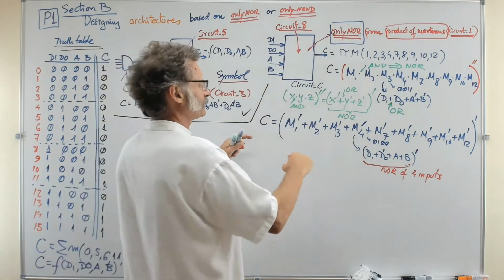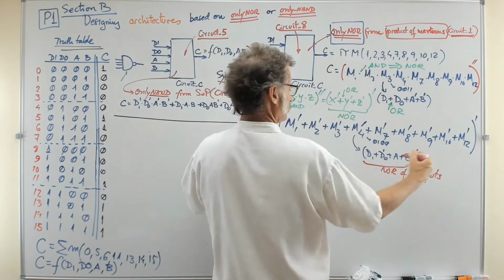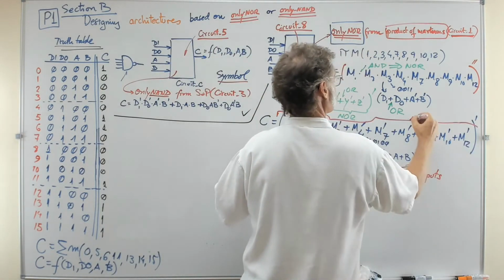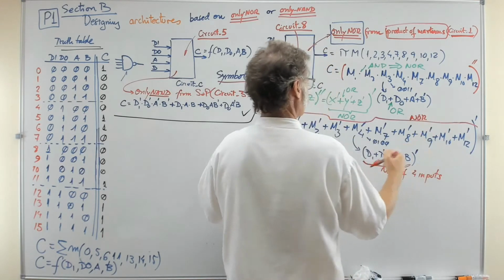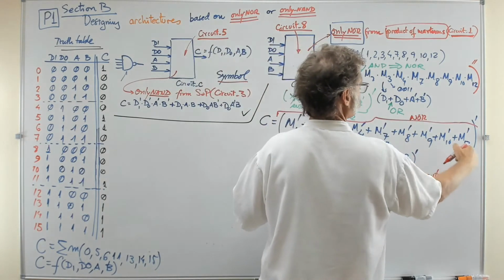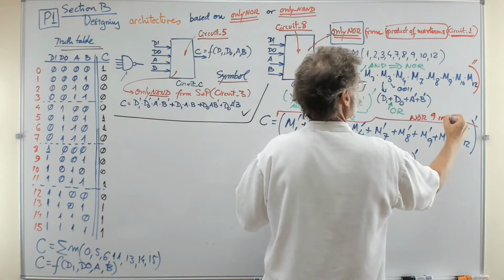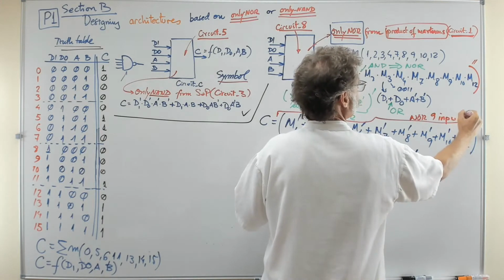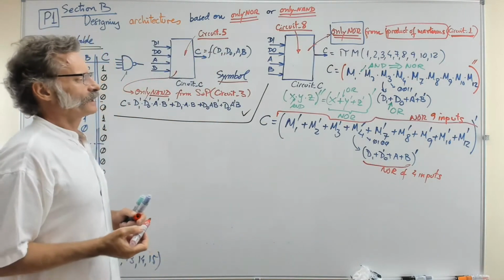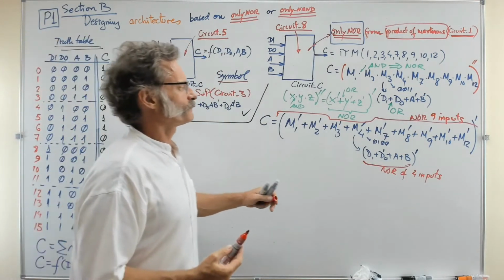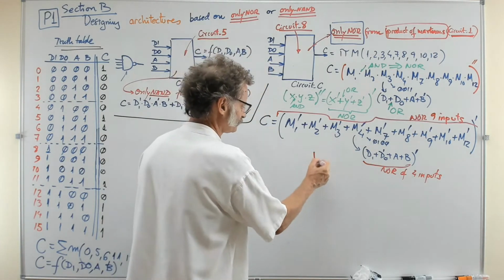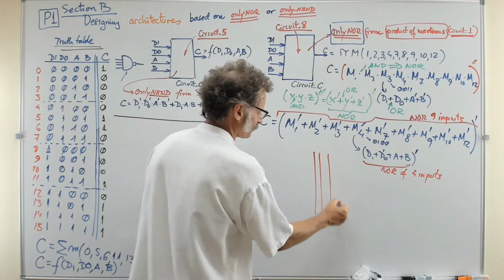And finally, you see here you have a final NOR. All these becomes a NOR of 1, 2, 3, 4, 5, 6, 7, 8, 9 inputs. That's it. Okay, so that's the transformation, something very simple. And now you can start drawing the circuit as we did before.